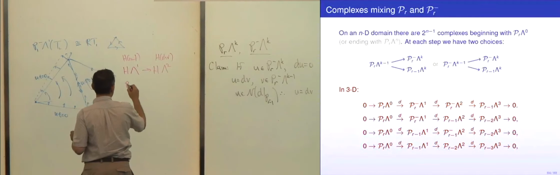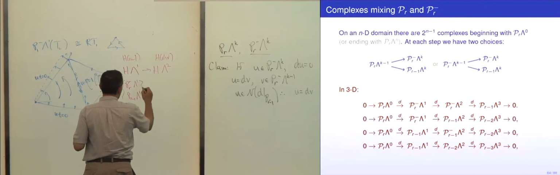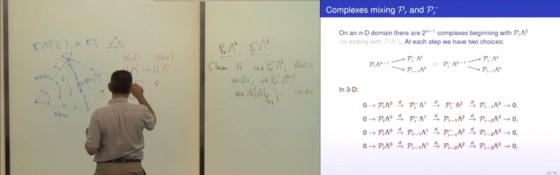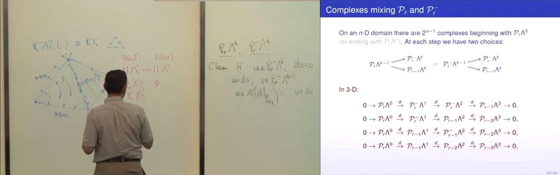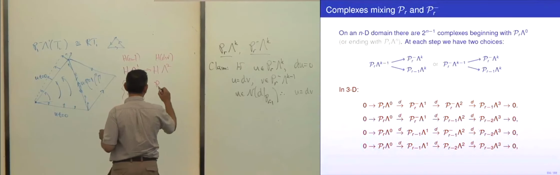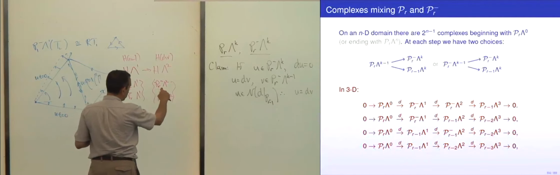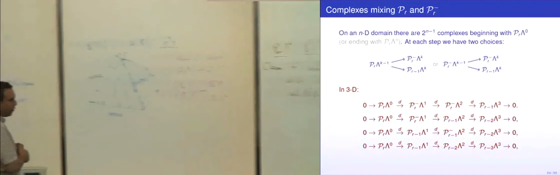Here you could use PR minus lambda 1, or you could use PR minus 1 lambda 1. Actually, I think I would prefer to do this differently. Here you could either use PR lambda 1 or PR minus lambda 1. If you use PR lambda 1, you can either use PR minus lambda 2 or PR minus 1 lambda 2. And if you use PR minus lambda 1, you can use PR minus lambda 2 or PR minus 1 lambda 2. So you have four choices here, and they all work. The theory applies to all of them.